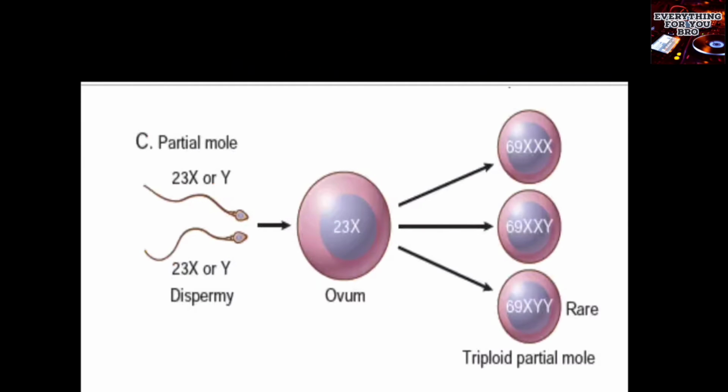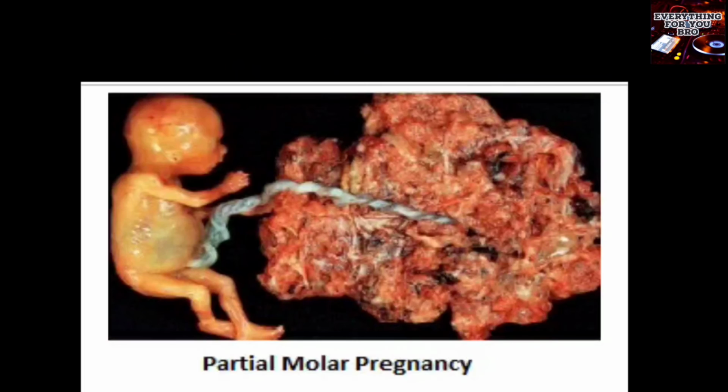So this is what the ovum will have, the 23 chromosomes, and it is fertilized by two sperms, that is dispermy. Then it can give rise to a triploid partial mole. So this is a partial molar pregnancy. Some of the vesicles you can appreciate; this is the placenta, this is the cord, and this is the fetus.